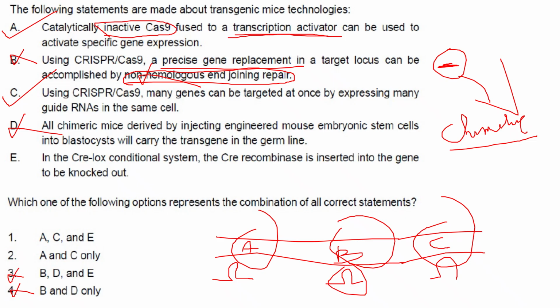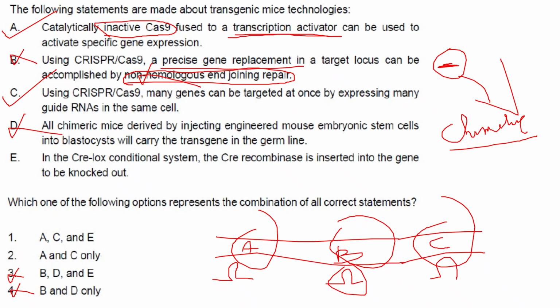So all chimeric mice derived from these embryonic stem cells will not carry the transgene in the germline. It is not necessary that the embryonic stem cells you have introduced into the blastocyst will contribute to the germline in the chimeric mouse. Some of the offsprings from that surrogate mother would have the transgene, but not all of them. So that makes option D wrong.